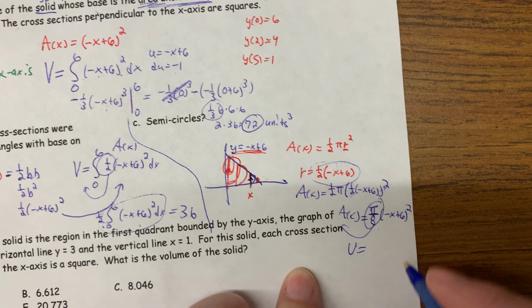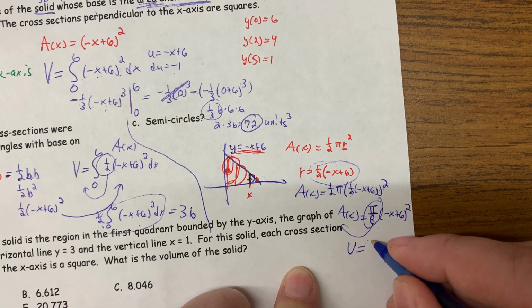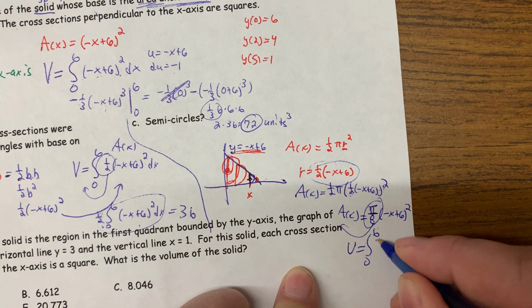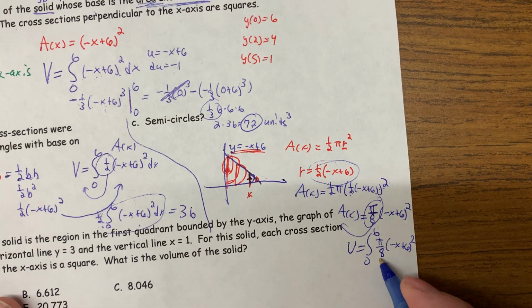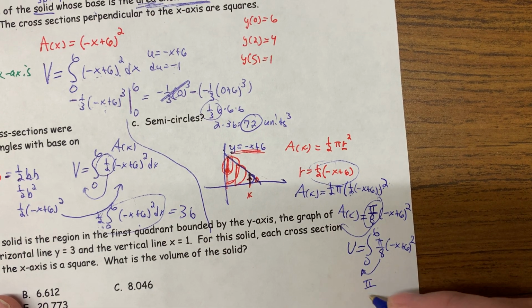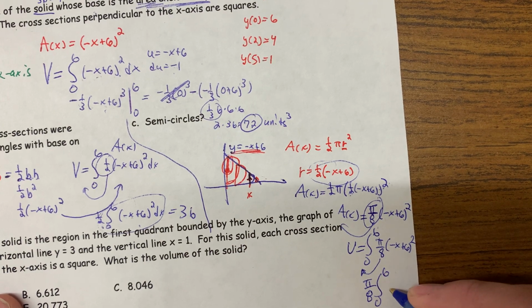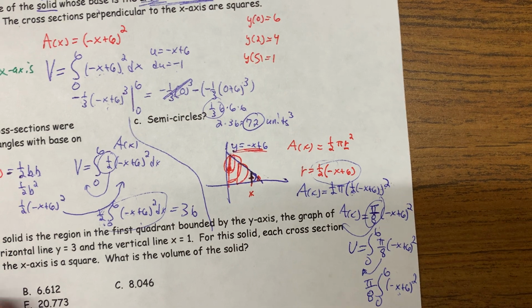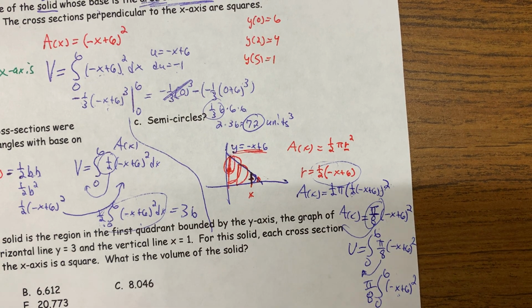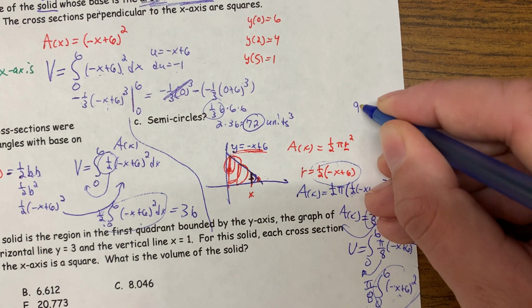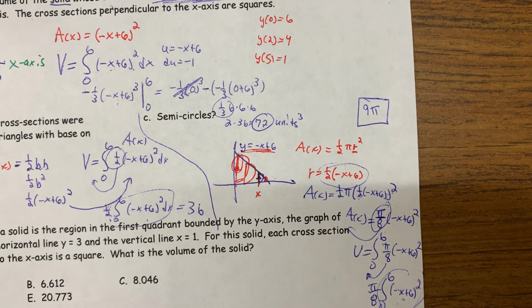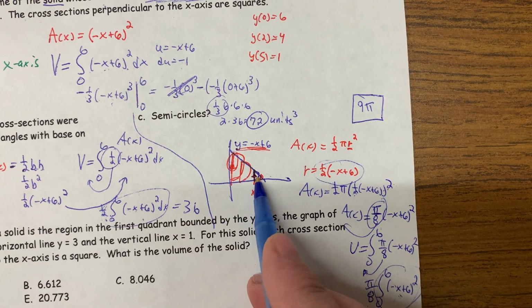So the volume is going to equal what? Well, it's going to be the integral from 0 to 6 again of pi over 8 times negative x plus 6 squared. And with semicircles, you're always able to pull out this constant of pi over 8. It'll always end up being pi over 8. So pi over 8 times the integral from 0 to 6 of negative x plus 6 squared, which is the same thing we had before. So this volume was 72. So 72 times pi over 8. And 72 divided by 8 is 9. So this is 9 pi. So 9 pi is the volume of the solid if it's semicircles.